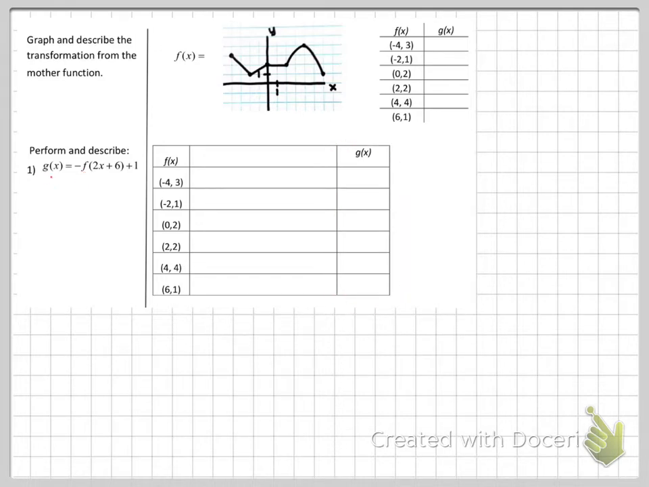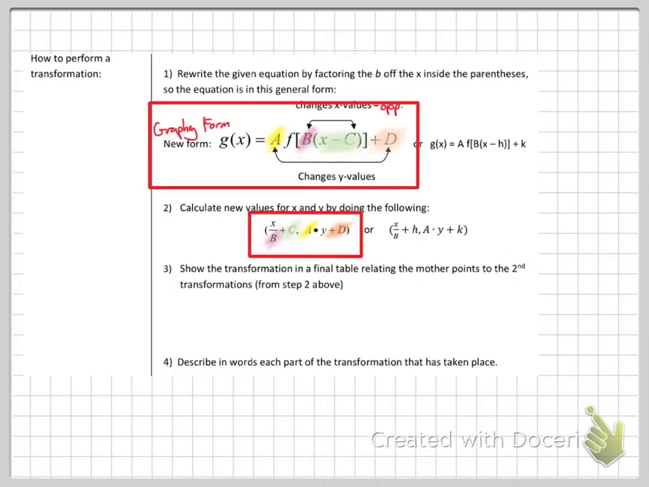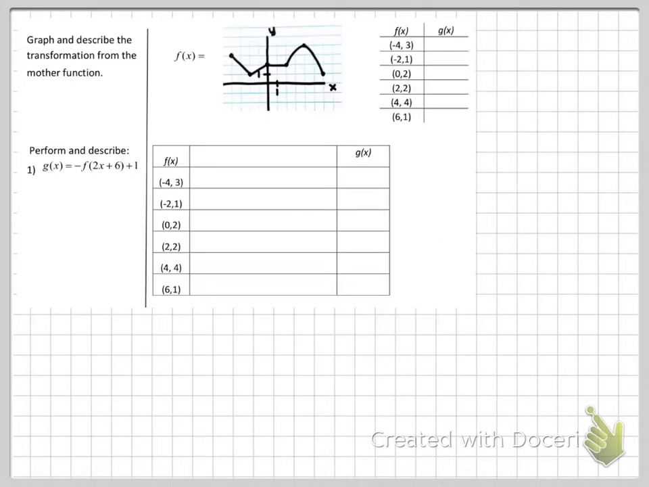So notice, this is not in graphing form. I'll go back. In graphing form, the b is outside, between a bracket and a parentheses. It is separated from the x. This is not separated from the x. So our first step is going to be to put this in graphing form. So g of x equals -f. It should say bracket something parentheses x parentheses bracket plus 1. We just have to fill in the middle part.